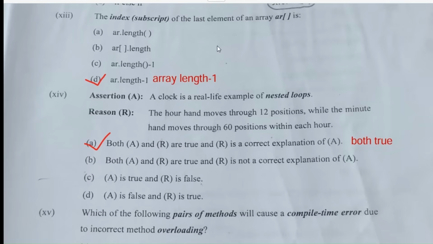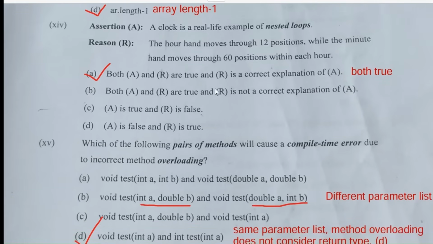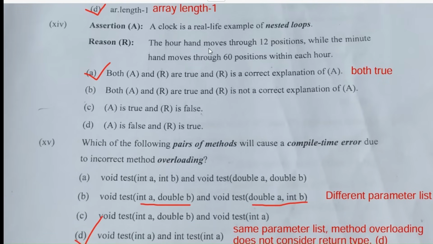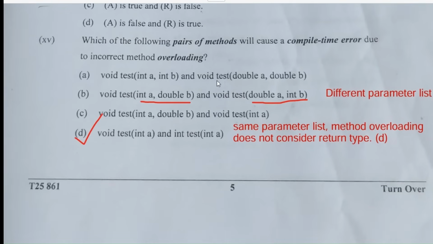Now question number 14. Assertion A. A clock is a real-life example of nested loops. True, the movement of the minute hand, 60 steps per hour, and the hour hand, 12 steps per cycle, represents a nested structure, similar to how loops work in programming. Reason R. The hour hand moves through 12 positions, while the minute hand moves through 60 positions within each hour. True, this correctly describes how a clock functions, supporting the assertion. Correct answer: A. Both A and R are true, and R is a correct explanation of A.